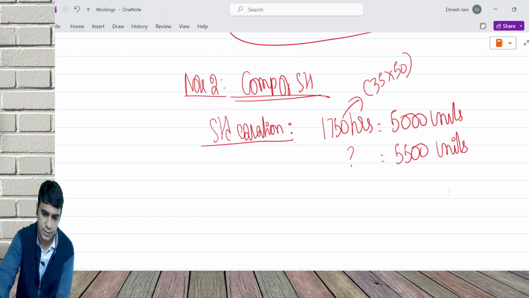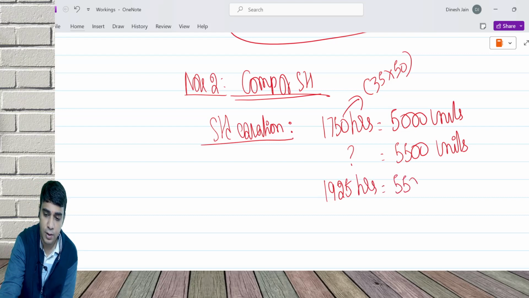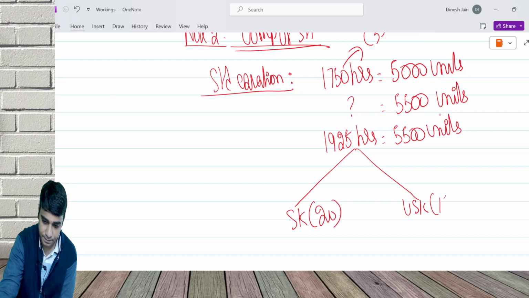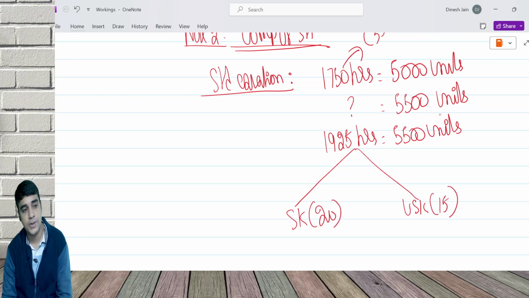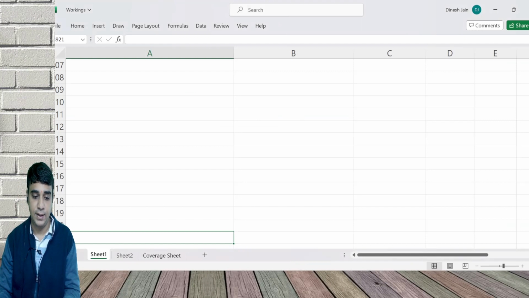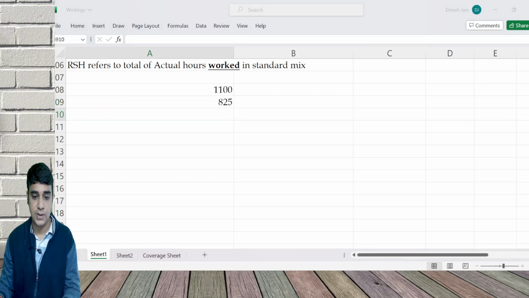What's the answer to question mark? 1925 hours equal to 5500 units. This 1925 is split skilled, unskilled, 20, 15. The plan was to work in 20 and 15. 1925 split as 20 and 15.